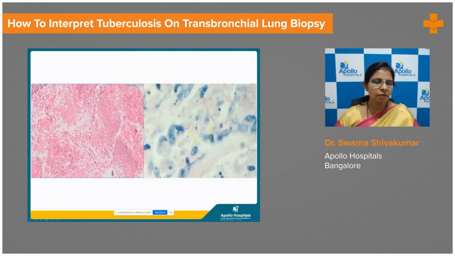Now, we have done Zn stain on this endobronchial biopsy. It has revealed acid-fast bacilli, confirming the diagnosis of tuberculous pathology. And microbiologically, this patient was positive for GeneXpert, and after 45 days, Mycobacterium was grown on the culture.